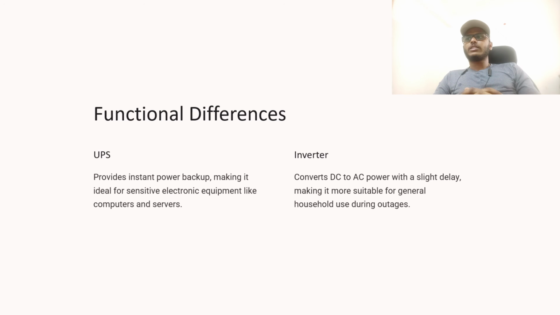And the functional difference. We already discussed that a UPS provides instant power backup, making it ideal for sensitive electronic equipment like computer servers. So it gives an instant power backup without any interruption. That is a major advantage of a UPS. An inverter converts DC to AC power with a slight delay, making it more suitable for general households during outages. So it converts DC to AC power and gives a longer duration backup for us, but there will be a slight delay in the transition.